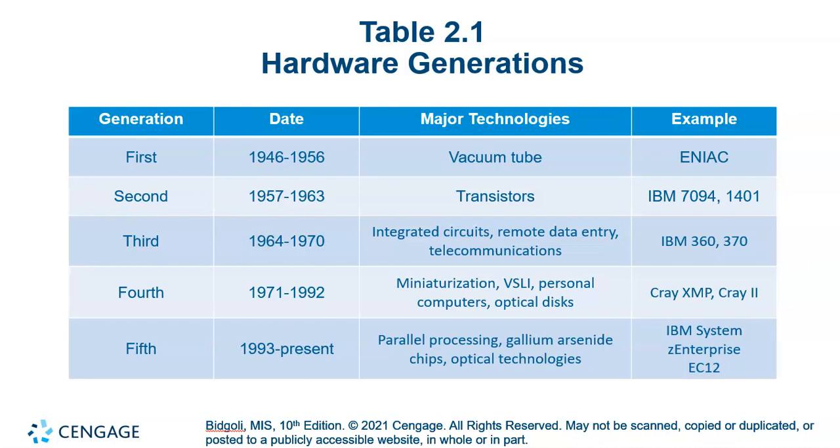And the fifth generation, what we're in right now, we have multiple processing. We're getting into cloud computing. We're getting into very, very advanced processing power.